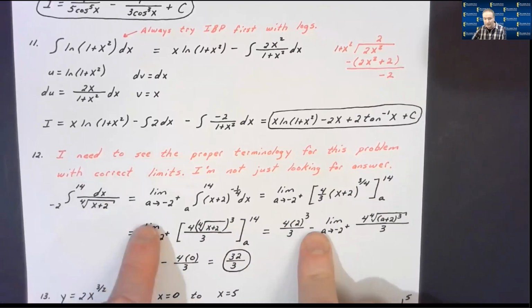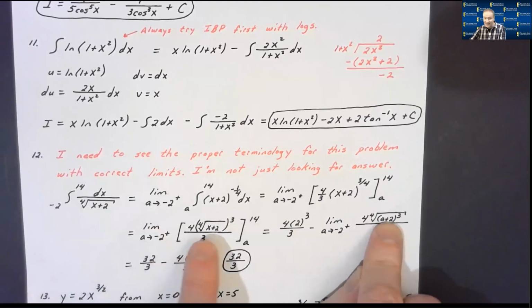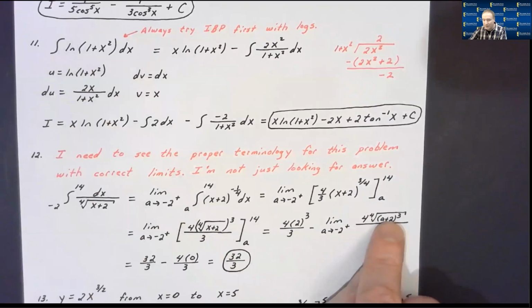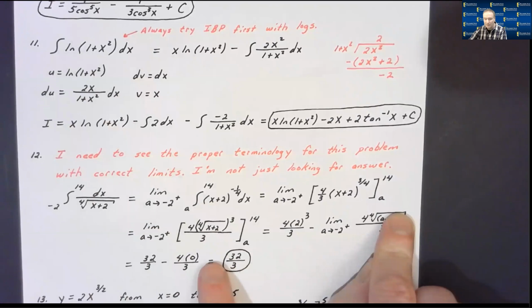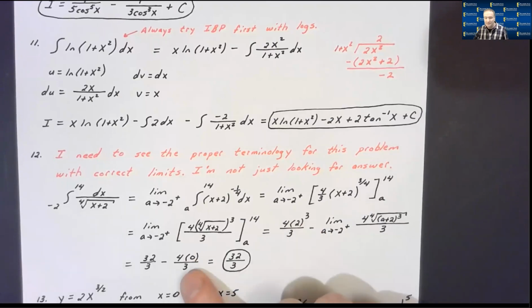Now my lower limit is where we'll have to consider the limit as a approaches -2 from the right, and you'll just plug an a in for the value of x. And now if you think about it, as a approaches -2, that inside part is going to become -2 plus 2. Well, that becomes 0. 0 cubed is 0. The 4th root of 0 is 0. So this is all just 4/3 times 0. That's what I'm trying to show right here. So the only answer we get is from the upper limit. We get our 32/3 minus 0 for a final answer of 32/3.